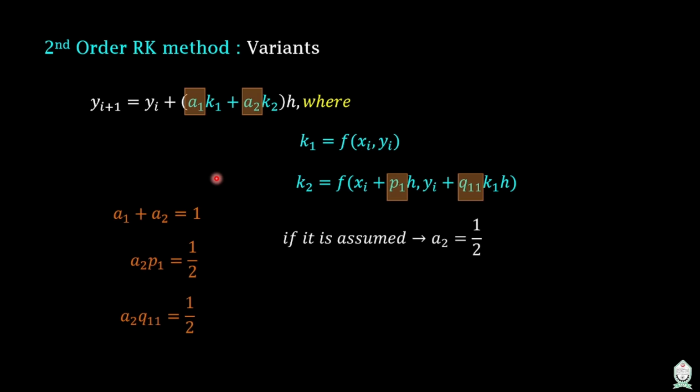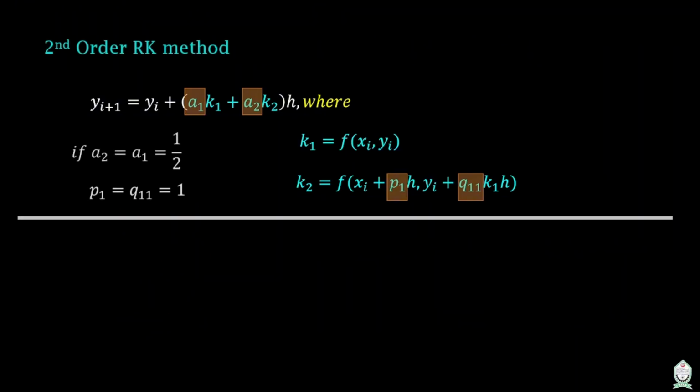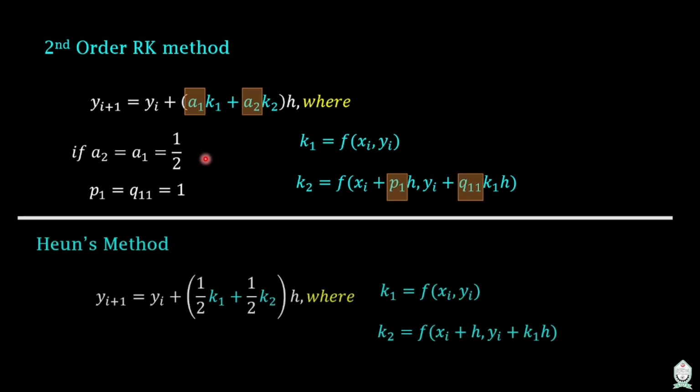The first variant that we are going to talk about is when this relationship holds, if a2 is half for any second order RK method. In that case, if a2 is half, then the value of a1 will also be half. If a2 is half, then if we plug this value here, that means that p1 and q11 will be 1. So as a result, if this happens for any second order RK method, it actually turns into Heun's method.